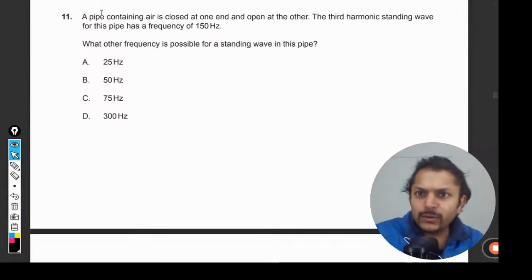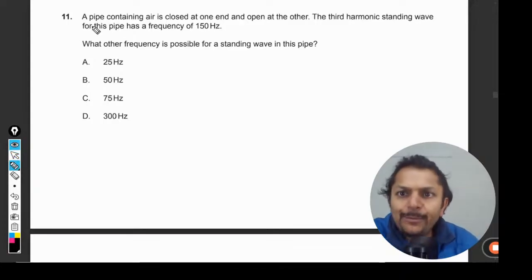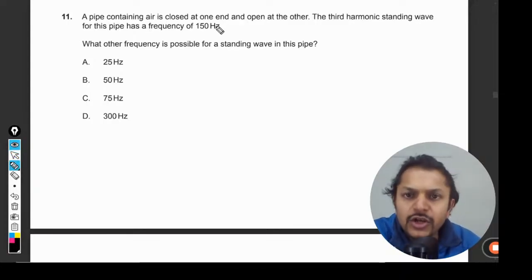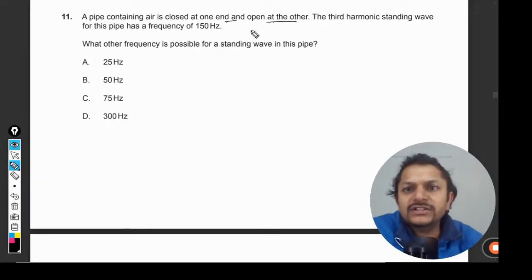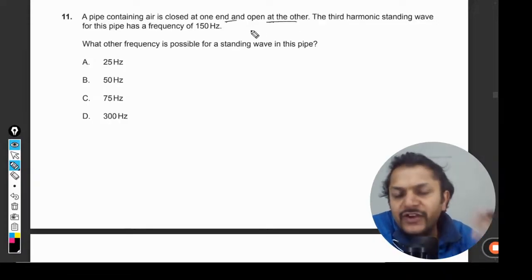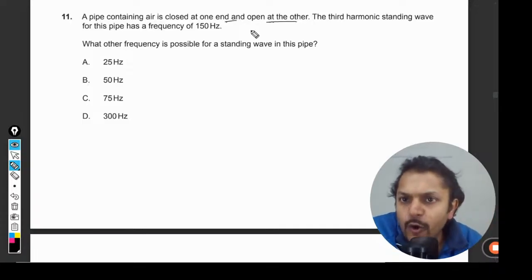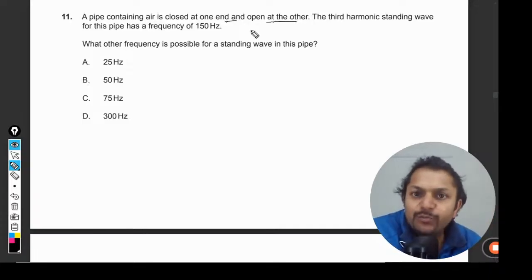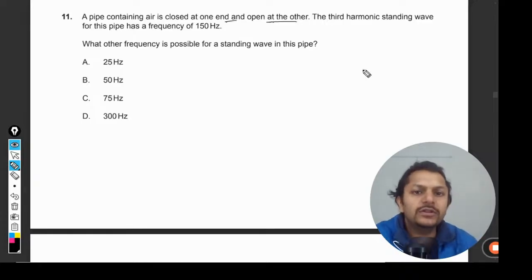Okay, dear student, let us see what is there in this question now. A pipe containing air is closed at one end and open at the other. The third harmonic standing wave for this pipe has a frequency of 150 hertz. What other frequency is possible for the standing wave in this pipe? So we have to see now.